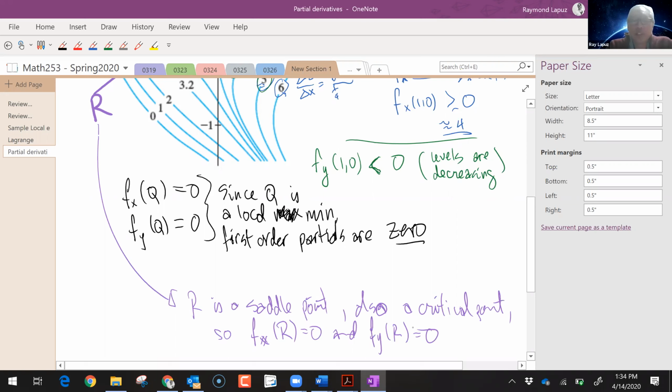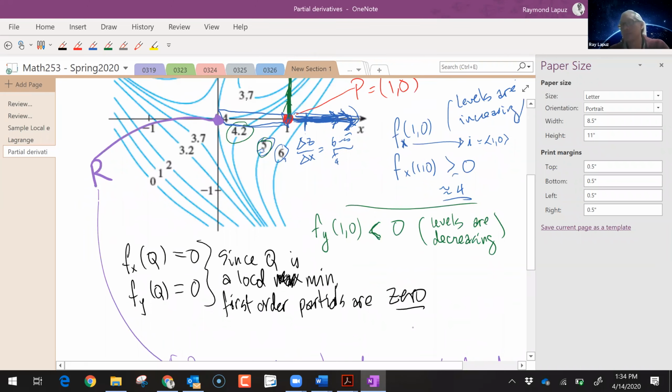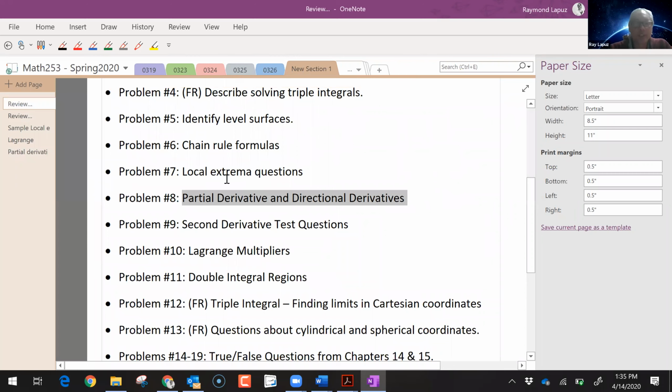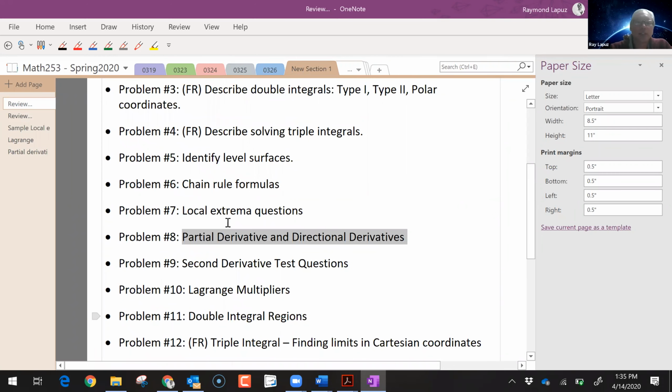So critical points happen at the local max, local min, and saddle points. And if you're looking at those saddle points and you're trying to estimate the partial derivatives, then they're going to be 0 because they're critical points. Okay, is that cool? Yeah. I think that gives us good ideas for some of these problems here. The 6, 7, 8, 9, 10 questions.